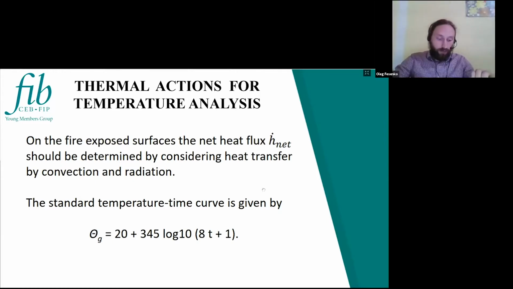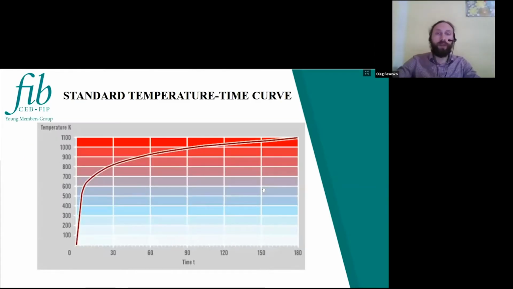Thermal actions for temperature analysis. Thermal actions are given by the net heat flux to the surface of the member. On the fire exposed surfaces, the net heat flux should be determined by considering heat transfer by convection and radiation. The standard temperature-time curve is given by the equation on this slide, and also can be described on the standard temperature-time curve.